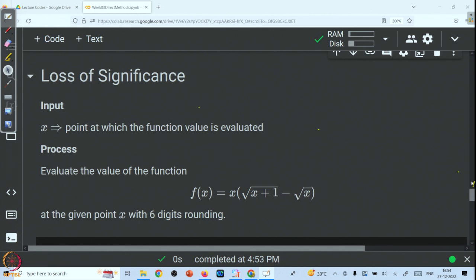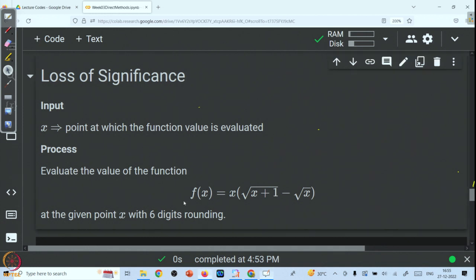Before ending this class, let me also discuss an important program which I wanted to discuss in our previous Python session, but because of the lack of time, I could not discuss it there. I would like to discuss it here. You can see that in one of our theory classes, we have taken this function and calculated the value of this function at the point x is equal to 1 lakh using 6-digit rounding. Now, how to implement this calculation as a Python code? That is the question. Let us try to understand how to implement this calculation on Python.